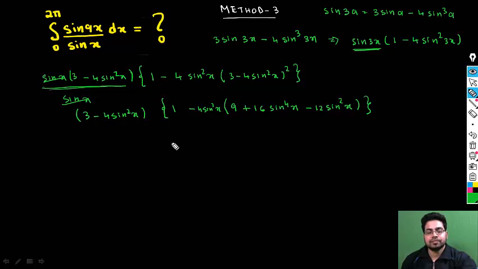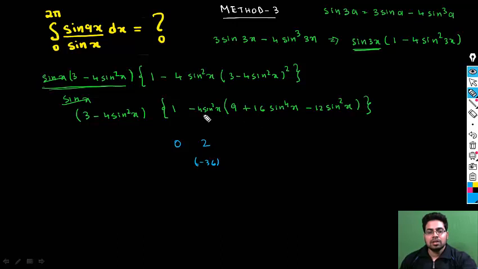Now remember, here I will use a trick. I will not waste my time in multiplying each of these. I will look at the power of sine. The constant means it has 0 power of sine. Sine square x means the power of sine is 2 and the coefficient is minus 36.